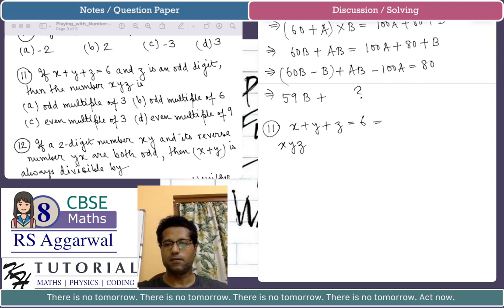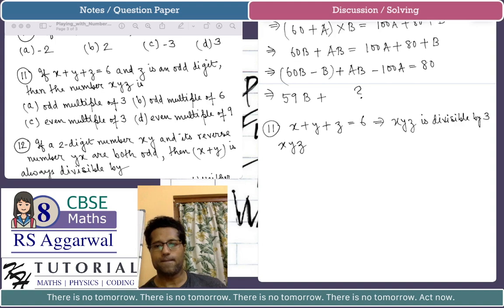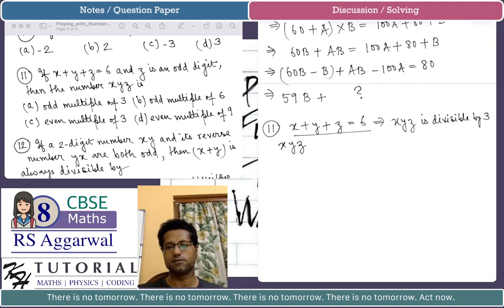So this will imply that xyz is divisible by 3. Now, since x plus y plus z is 6, and we also know that x, y, z are some digits, this clearly indicates that the digits are 1, 2 and 3.